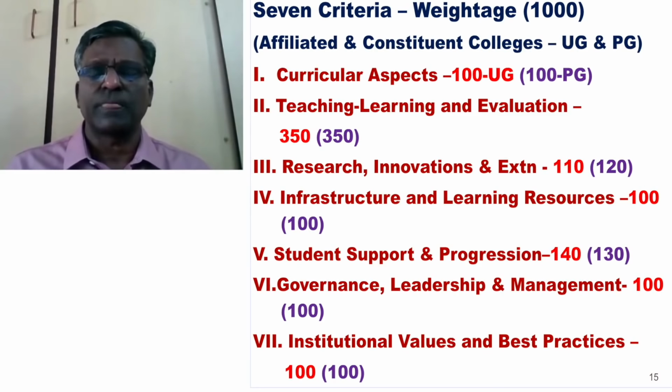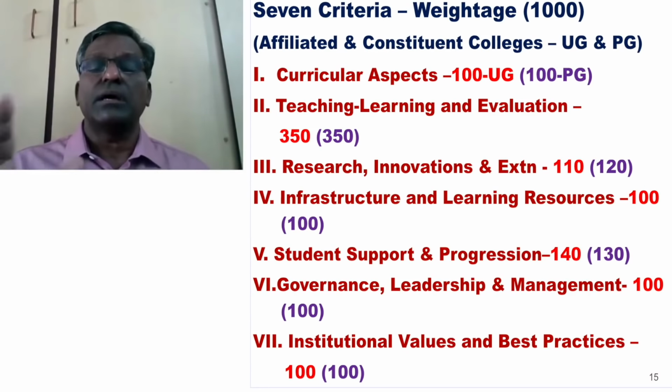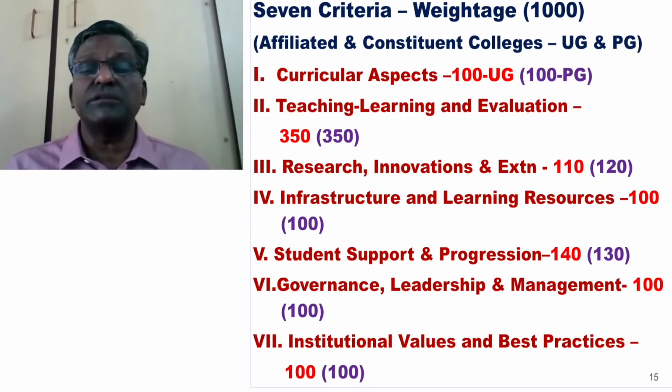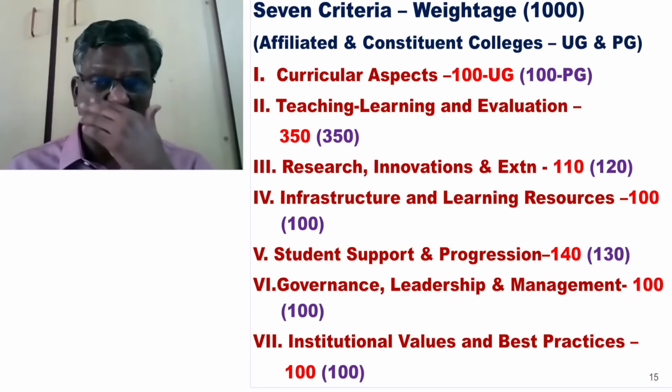In terms of institutional values and best practices, it is 100 each. In other words, there is only a minor difference between an affiliated and constituent college that offers only UG programs and an affiliated and constituent college that offers both UG and PG programs. There is no major deviation or major difference. There are only minor differences between these two sets of institutions.